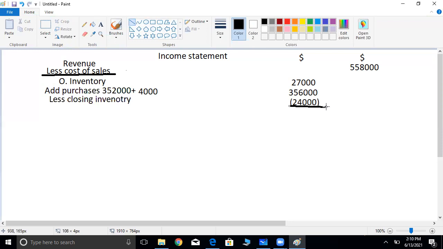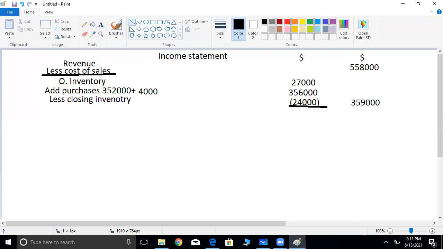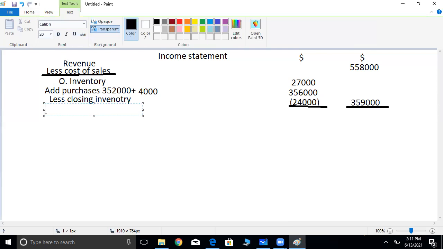ये मैं इसमें से माइनस कर दूंगा. 27,000 plus 3,52,000 plus 4,000, which is the carriage inward, less closing inventory. That will become 3,59,000. So I will write 3,59,000 in the column of cost of sales. In the last column, this cost of sales will be subtracted from 5,58,000. So 5,58,000 minus 3,59,000. The answer will be 1,99,000, which is our gross profit basically.